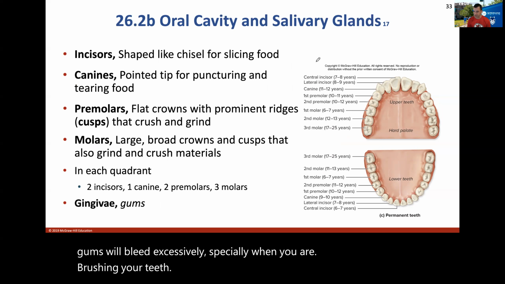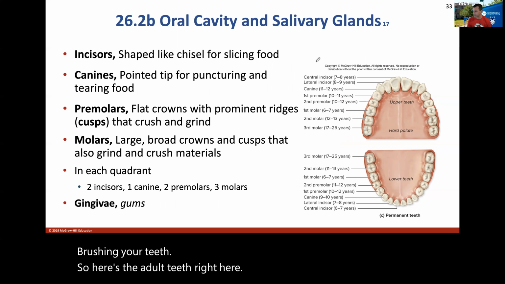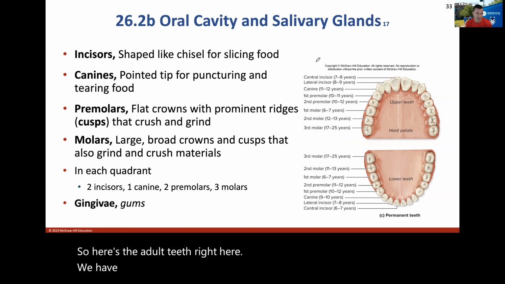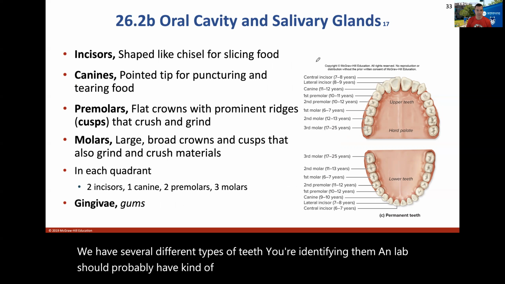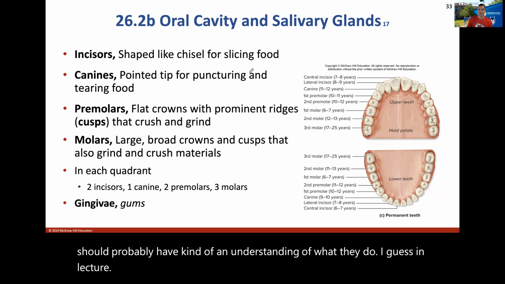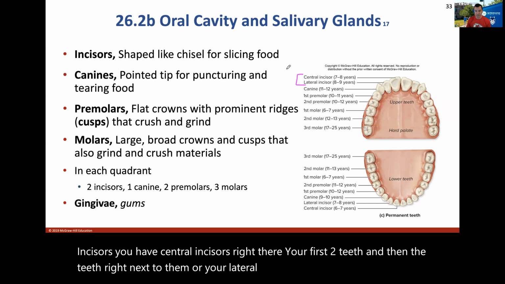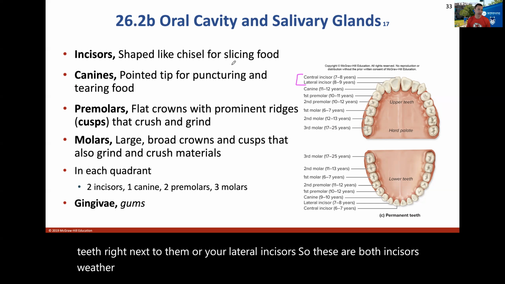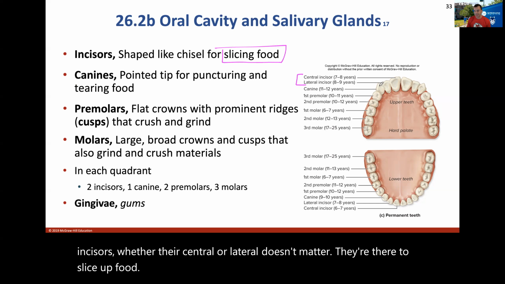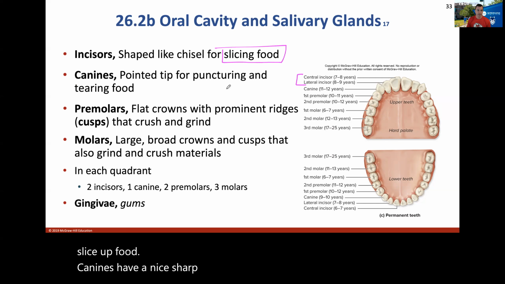So here are the adult teeth right here. We have several different types of teeth. You're identifying them in lab, and you should probably have an understanding of what they do in lecture. Incisors: you have central incisors right there, your first two teeth, and then the teeth right next to them are your lateral incisors. These are both incisors, whether they're central or lateral doesn't matter. They're there to slice up food. Canines have a nice sharp point to them. They're there for puncturing and tearing up food.